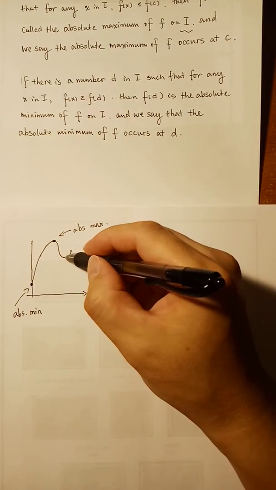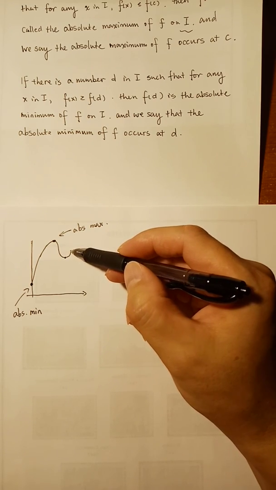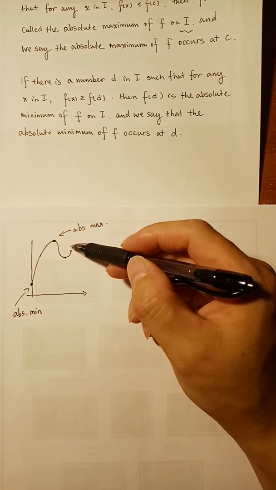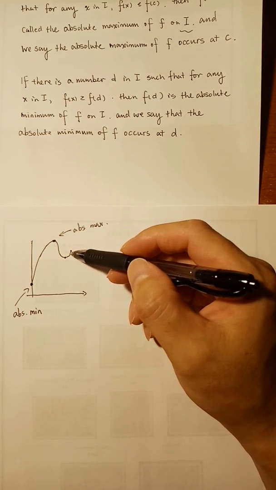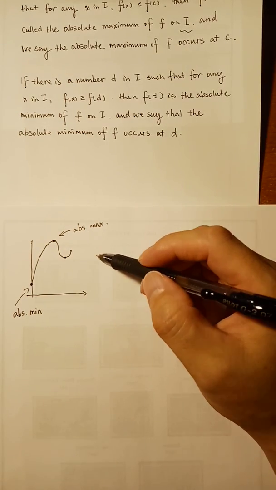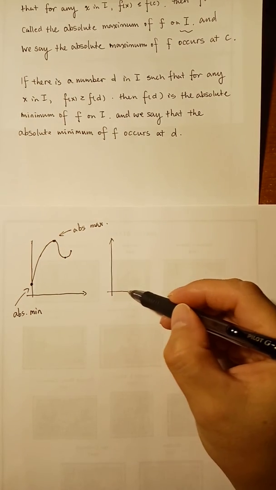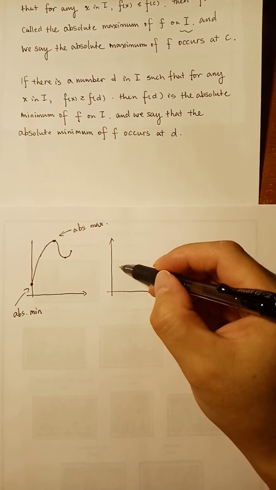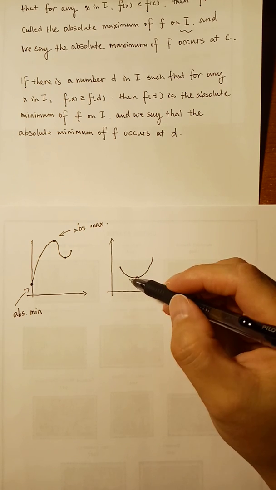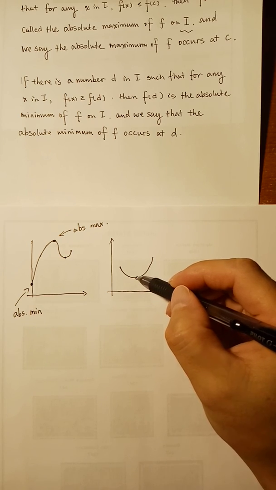Okay, and here this is the local minimum, and here if we allow a general interval, this is a local maximum, but in the book we only allow the open interval, so it's okay. Okay, and in the graph, if you see a circle, it means we remove this point. The function is not defined here.